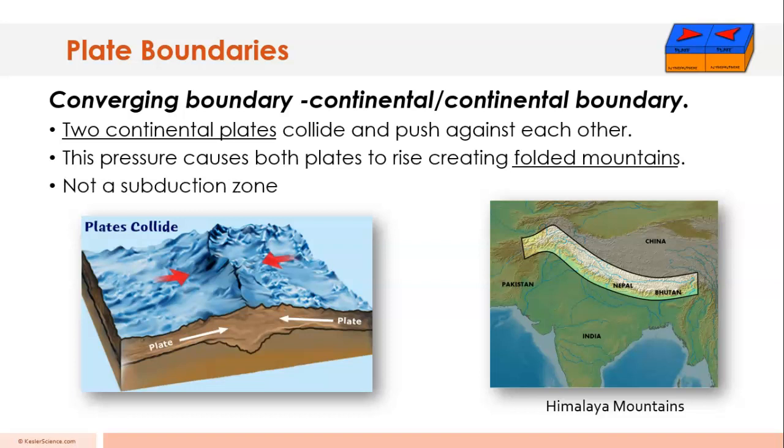There is no what we call a subduction zone when we have 2 continental plates colliding. We'll talk a little bit more about what a subduction zone is in a couple minutes, but basically it means that one plate doesn't slide underneath the other plate. They just come together and fold because of all the pressure.